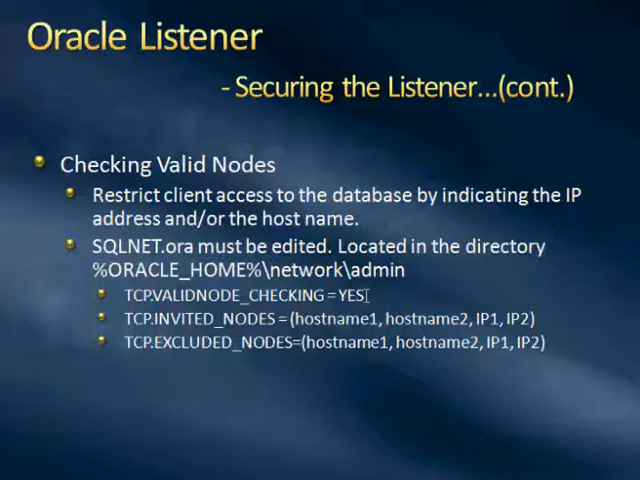And the third and last security measure that a DBA should take is checking valid nodes. What is this? The DBA can control who can access the Oracle instance by specifying the host name or the IP address of the user. So that's really powerful. Why? Because you can specify who can access this data.